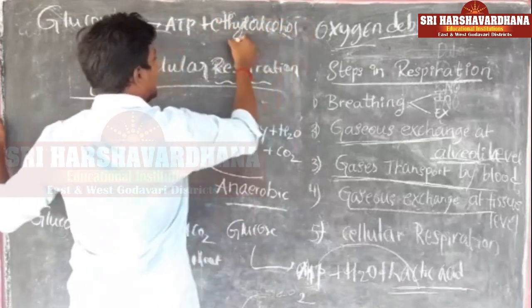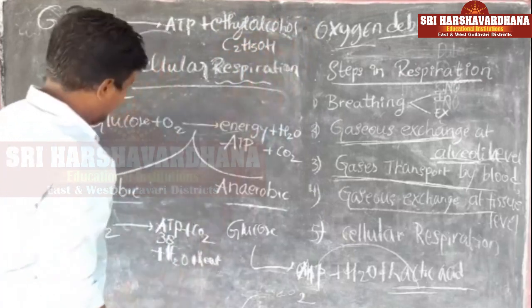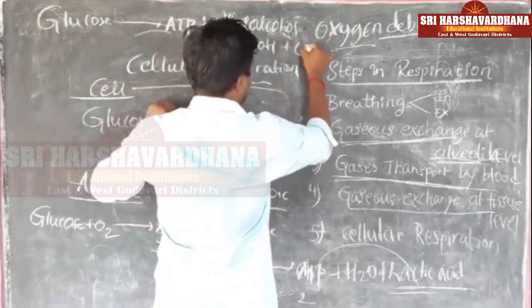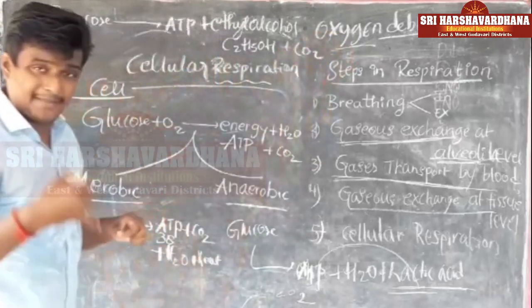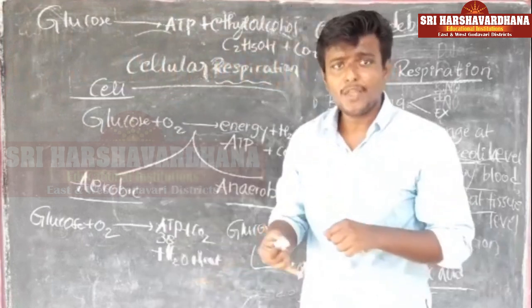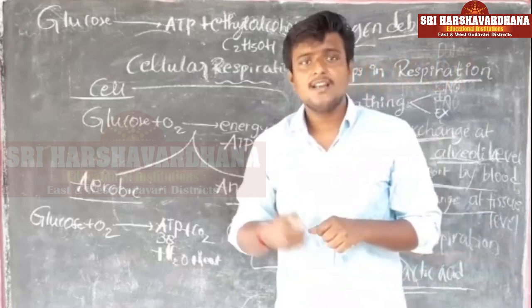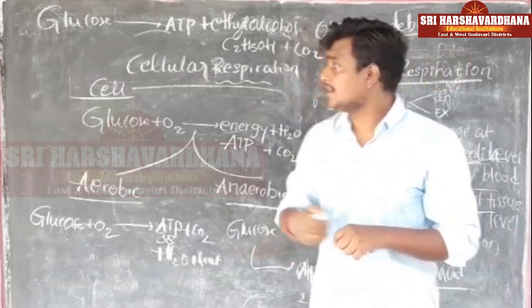They are able to release ethyl alcohol, and its formula is C2H5OH. In that process they also liberate carbon dioxide. So if the anaerobic respiration process is done in microbes, that process is called fermentation.